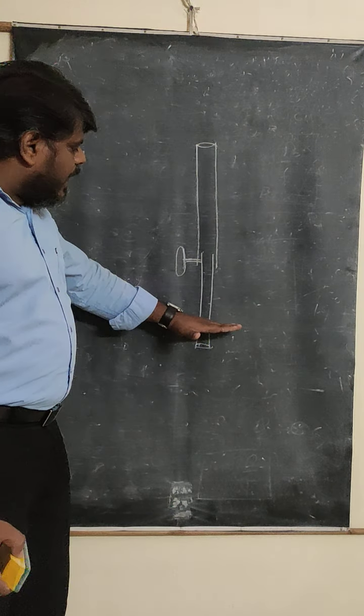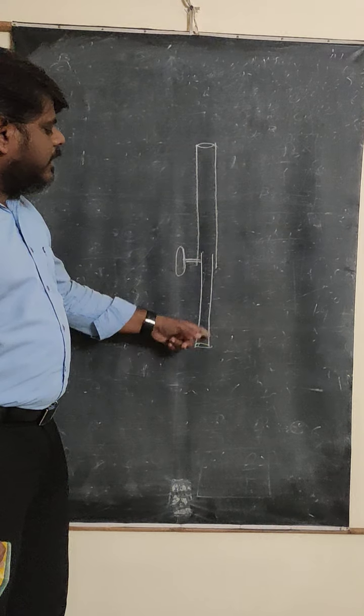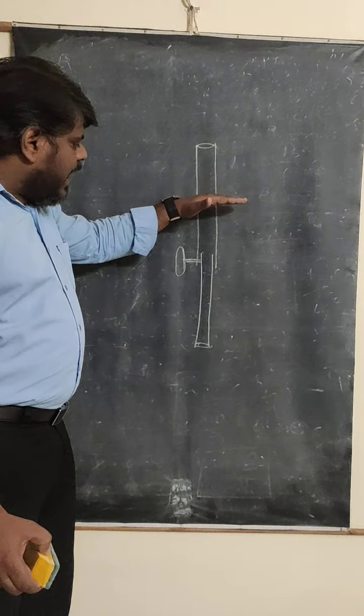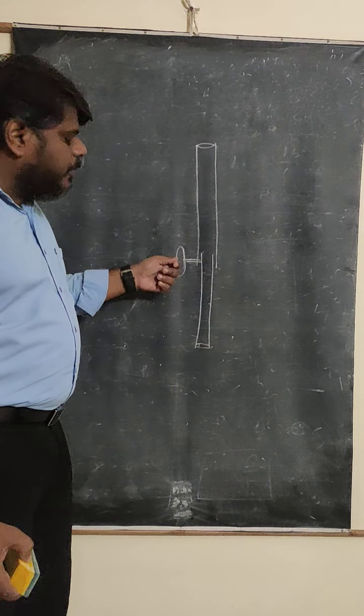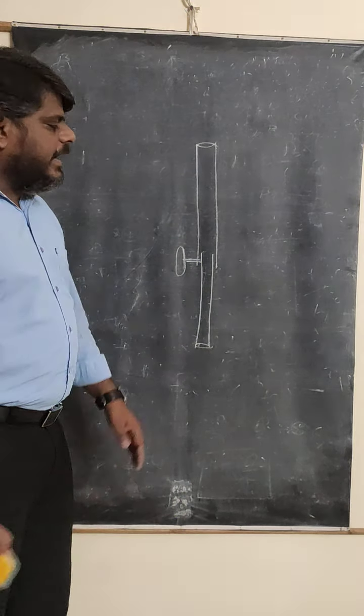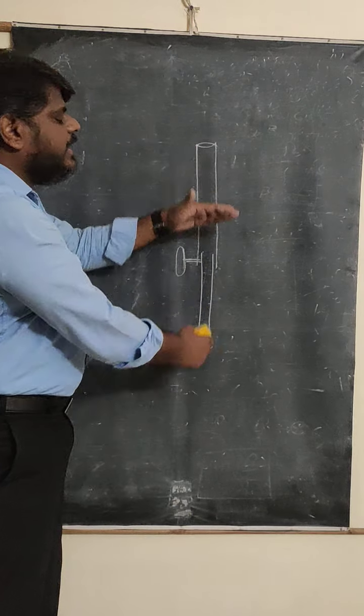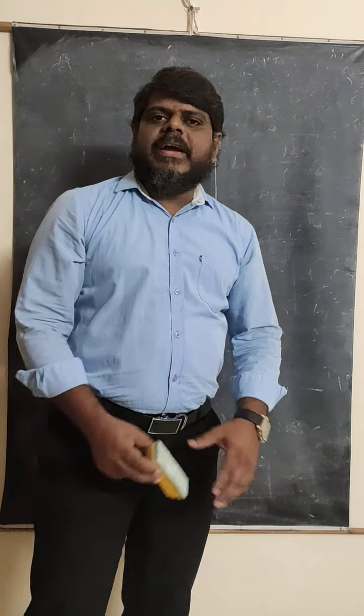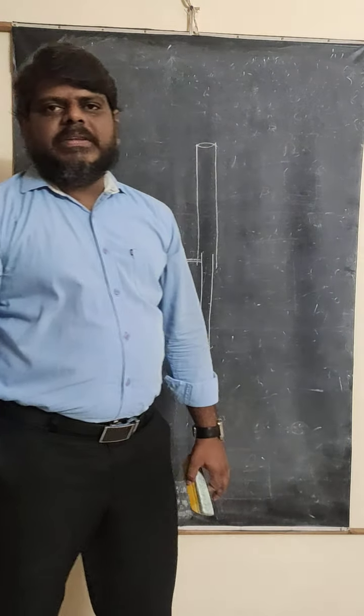When this tube goes up, the distance between the lenses decreases. And when you rotate in the other direction, the lens comes in the downward direction. In this way, you can change the distance between the two lenses. This is the main arrangement.